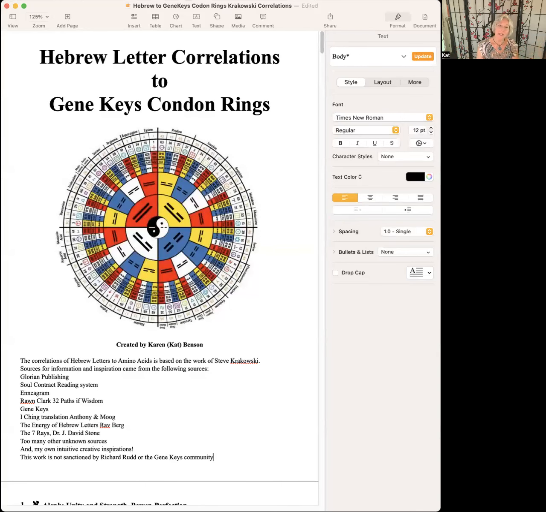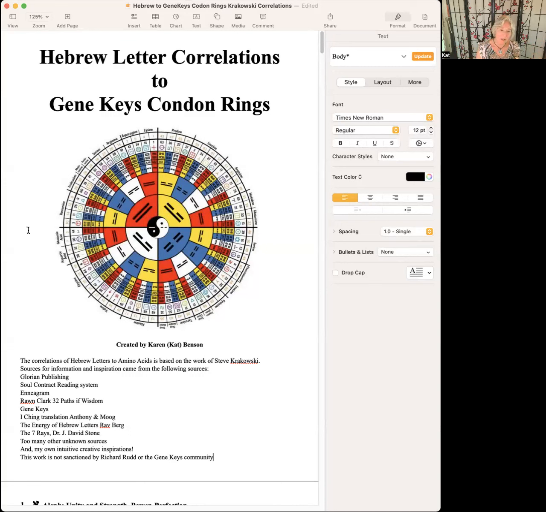Okay, so my other offering is this wonderful document that I created that takes the Hebrew letters and corresponds them to the codon rings. So it corresponds them obviously to the Gene Keys in the hexagram, right? Because like I said in my other video, Gene Keys and all that sort of stuff are descendants of the Hebrew letters. Okay, so let me show you the document, what it looks like, so you get a feel for what I'm talking about. So here it is. Hebrew letter correlations to the Gene Keys codon rings.